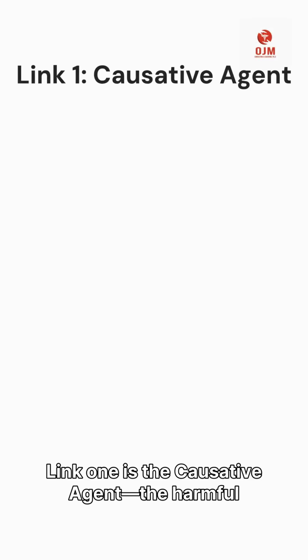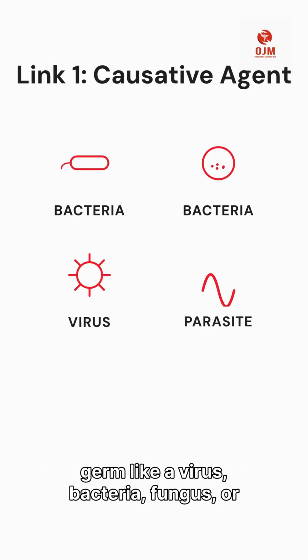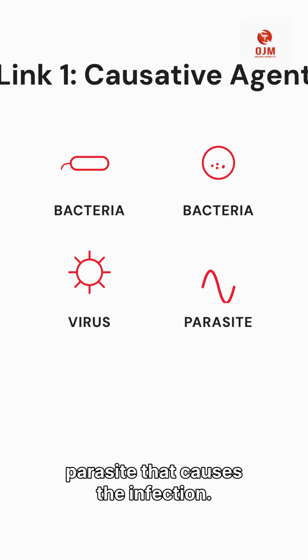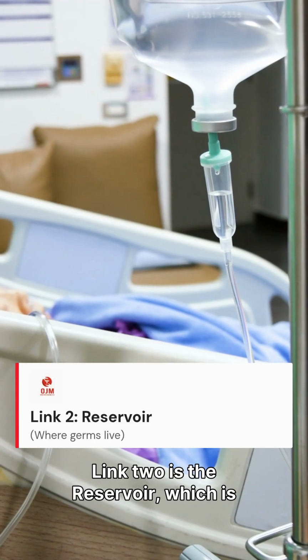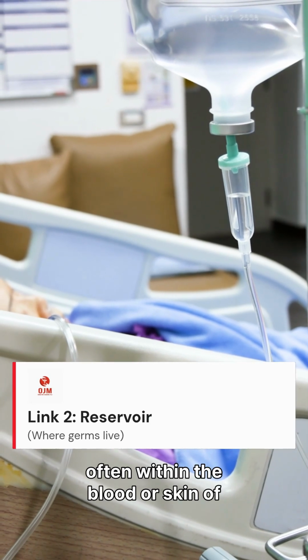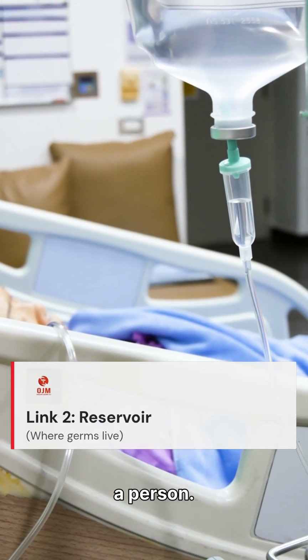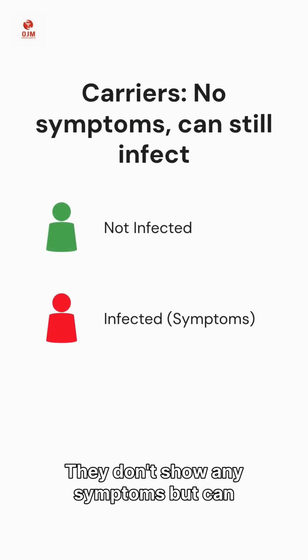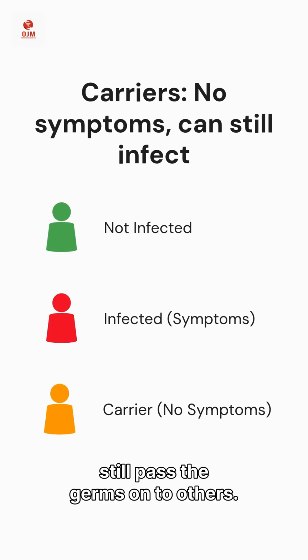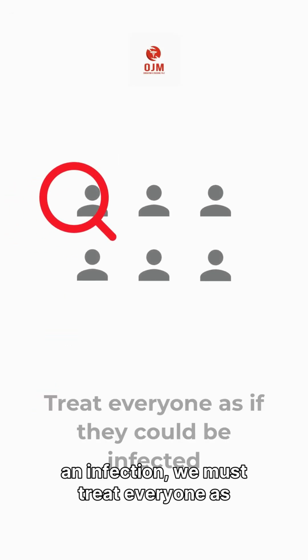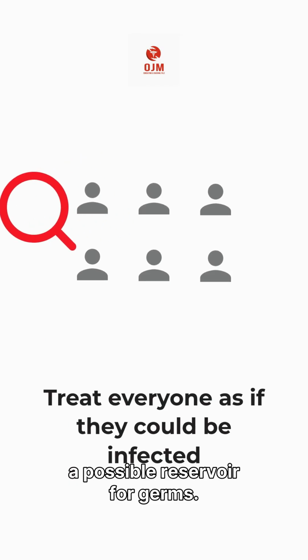Link 1 is the causative agent, the harmful germ like a virus, bacteria, fungus, or parasite that causes the infection. Link 2 is the reservoir, which is the place where germs live and multiply, often within the blood or skin of a person. Remember, some people are carriers. They don't show any symptoms but can still pass the germs on to others. Because you can't always tell who has an infection, we must treat everyone as a possible reservoir for germs.